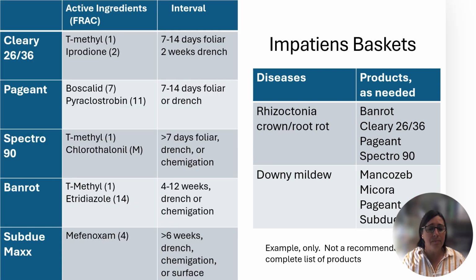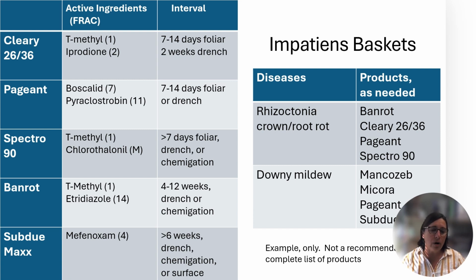Now I'm going to bring up that fungicide table I had in the previous slide. Okay, so remember Banrot, the thiophanate methyl is effective against fungi, and Rhizoctonia is a fungus. So Banrot we know now is effective for both Rhizoctonia crown and root rot, and against Pythium root rot. All right. Also look at Pageant and Spectro 90. So we're seeing those again, right? We saw them previously. And then Pageant is also effective against downy mildew, but there's that Subdue Max, and Subdue Max was listed for our Pythium root rot.